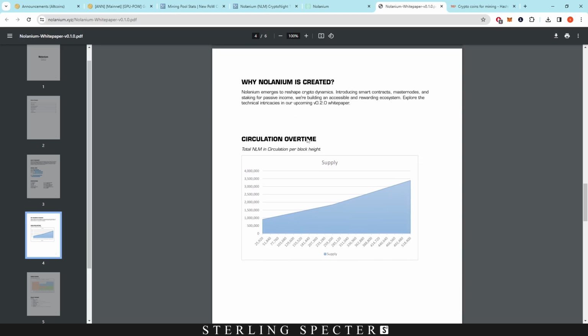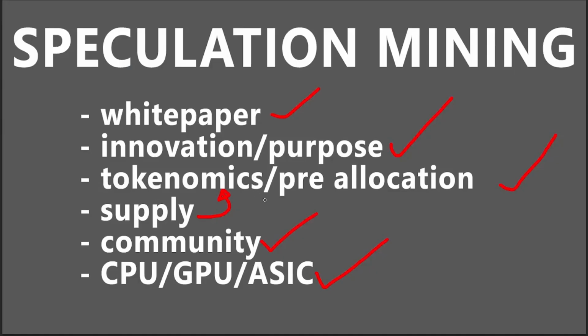Now, firstly, if I saw that on a white paper, I'd be off, but we're just going through an example right now. So let's just say that the white paper was good and there was some innovation in there. Next, we're looking for tokenomics pre-allocation. Pre-allocation is one of the main things that I would look for because that takes away from the fair game of cryptocurrency and a fair market.